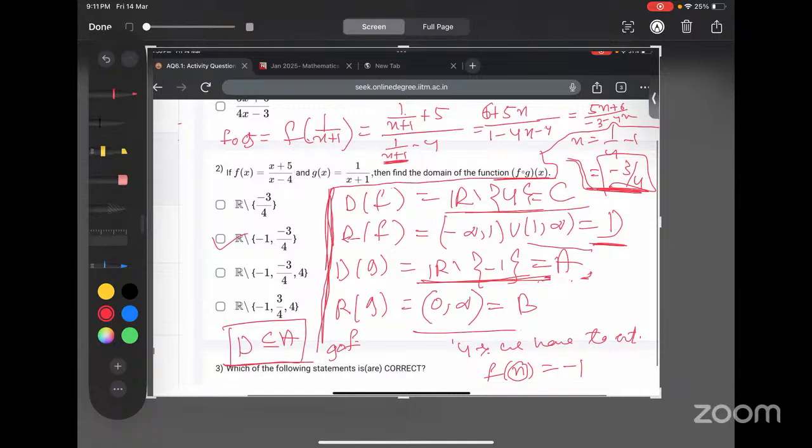Okay, now let me know what is the domain of G compose F. So we have to exclude x from C such that f of x equals 1. So first you have to find that x. What is the x?